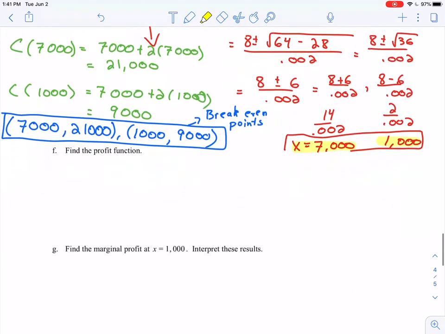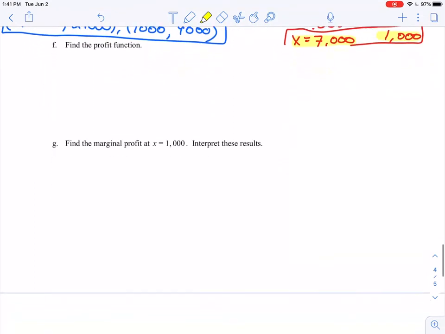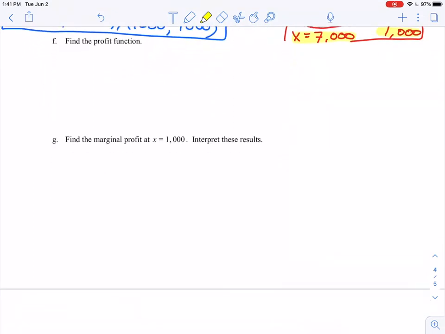Part F here, we want to find the profit function. The profit function, it's really easy to mix up with the revenue function because they're very similar. The profit function is how much money you get to take home at the end of the day after you pay your bills, after you take out your costs. So it's the amount of money that you bring in revenue, take away your overall costs right here. So it's just the revenue function minus the cost function.